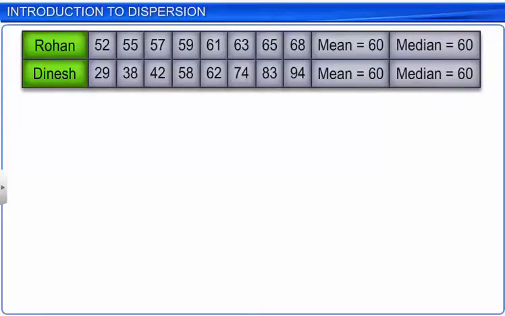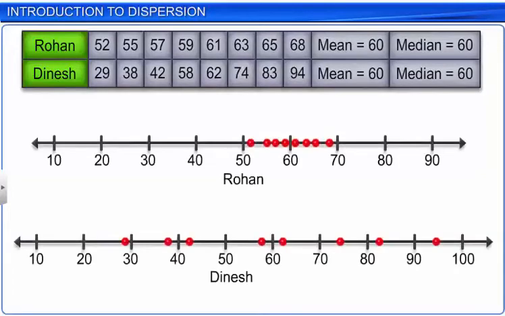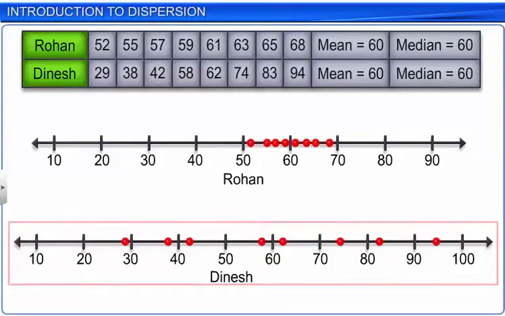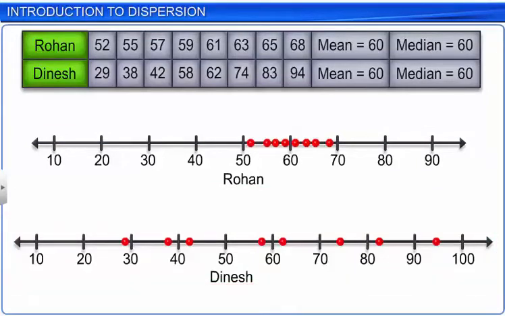Now, let's plot the marks on number lines. Here we notice that Rohan's marks are close to each other and centered about his average score. On the other hand, the marks scored by Dinesh are scattered on the number line. Thus, the measure of the central tendency is not sufficient to give us complete information about the data. Hence, in order to decide the performance, the variability of the extent of the numerical values is necessary, which is called the dispersion.